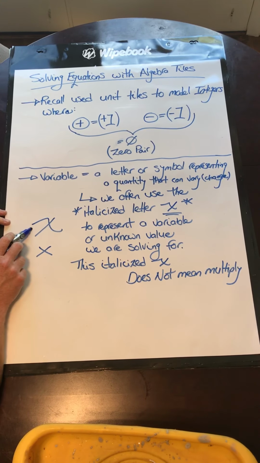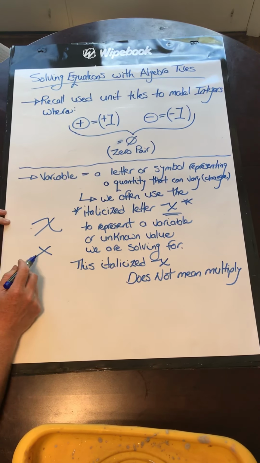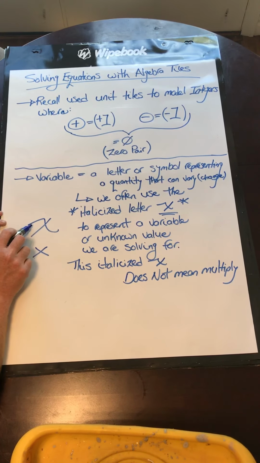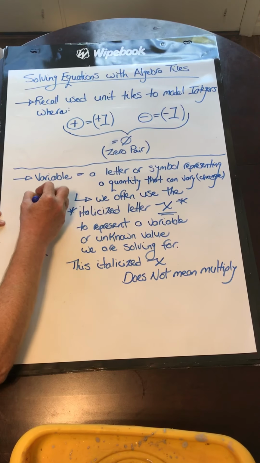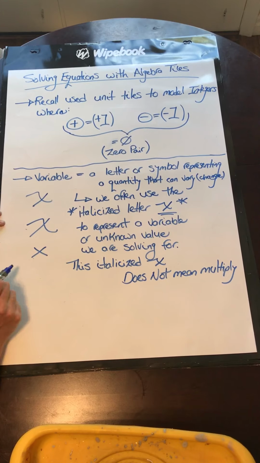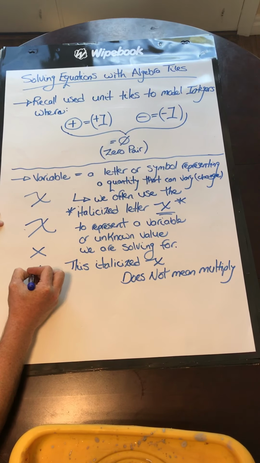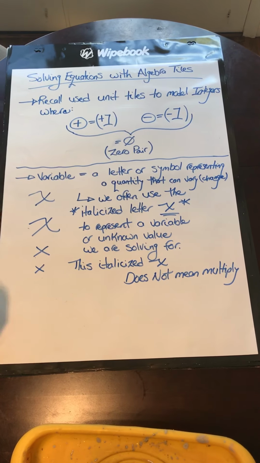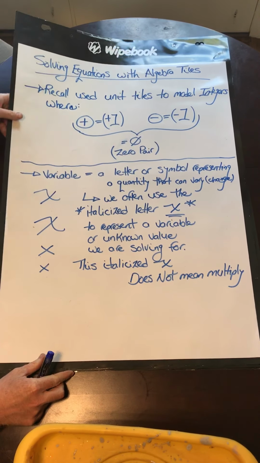This italicized x does not mean multiply, right? So when it looks like a funny x like this, italicized, that means that you're solving for the unknown. This normal x means multiply. All right, and you'll see that in the questions that we are going to be doing.